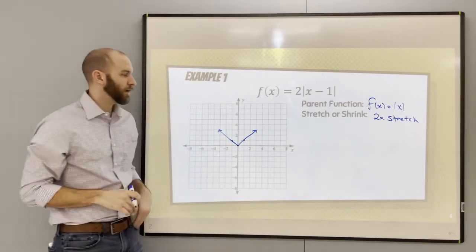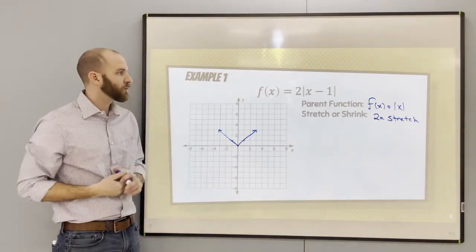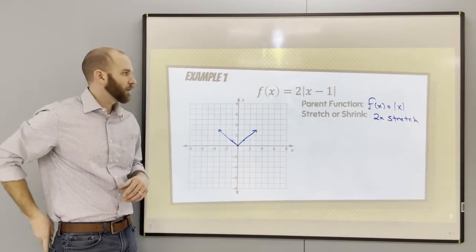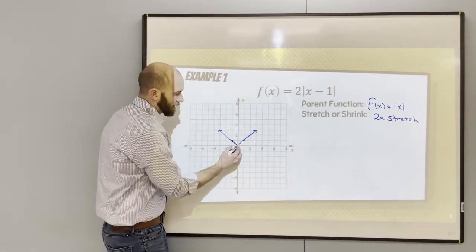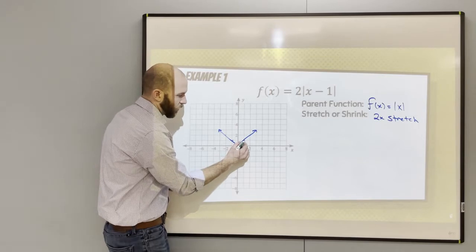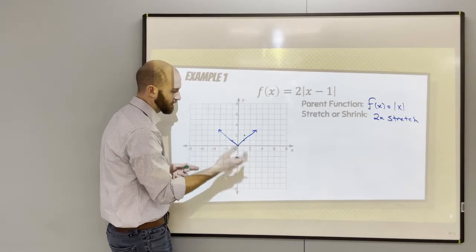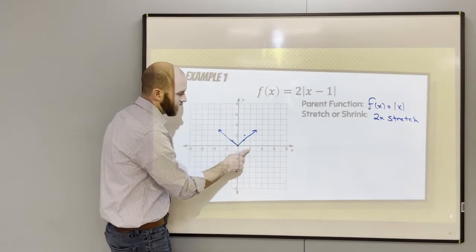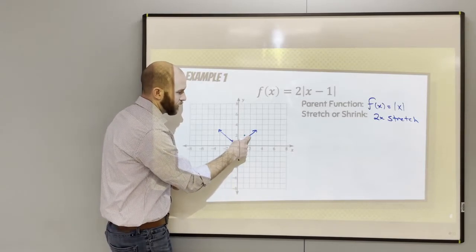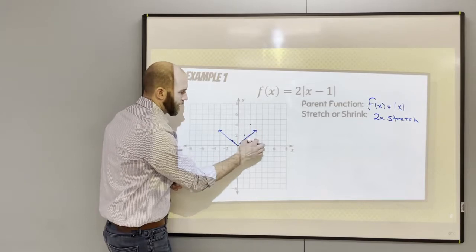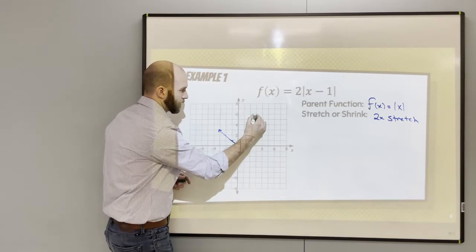So that's our absolute value of x. And then if we do a 2 times stretch on that, here's what's going to happen. The stretch is going to make this go, instead of being at 1 for our y value, it would actually be at 2. The vertex, of course, is not going to change because it's at 0. And then this value, instead of being at 2, it would double and it would be at 4. And this y value, instead of being at 3, it would double and be at 6.